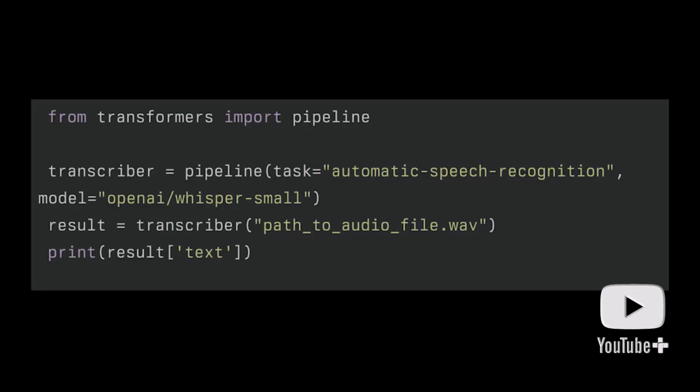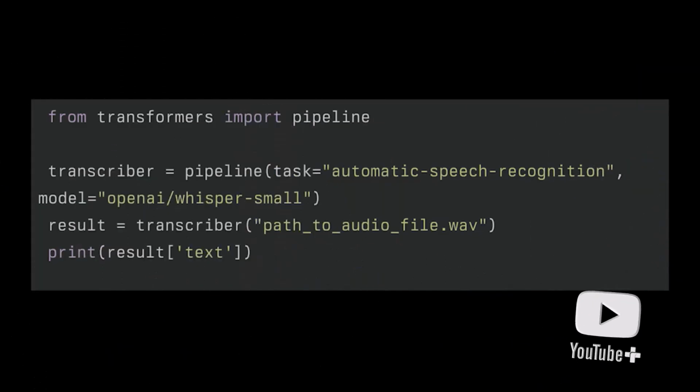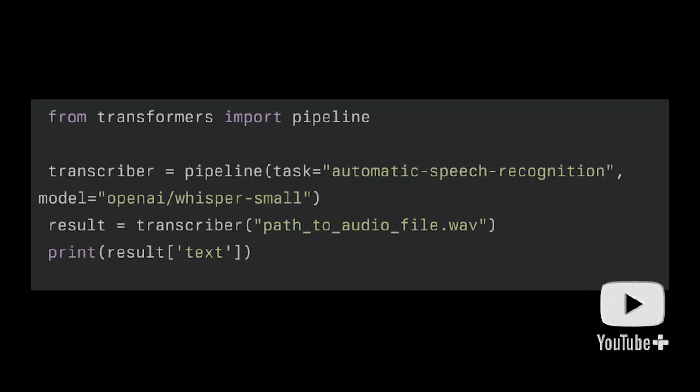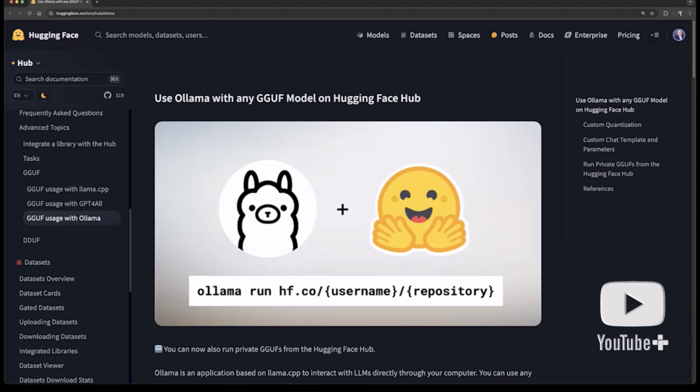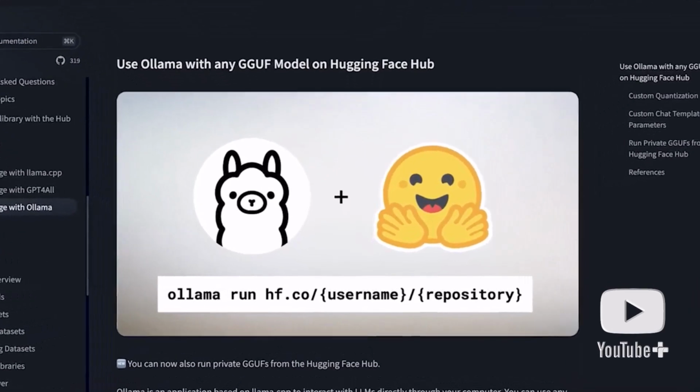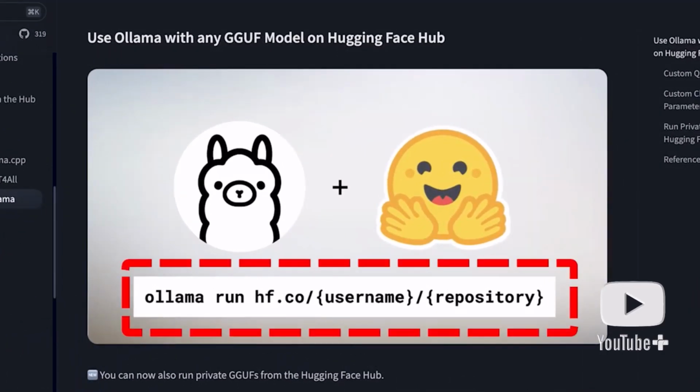You can load pre-trained models from scratch by using the Transformers, Torch, and TensorFlow libraries and so on, or use tools like Ollama. Running a model from Hugging Face in Ollama is extremely simple. You can follow these steps.